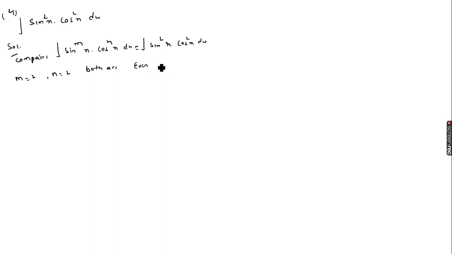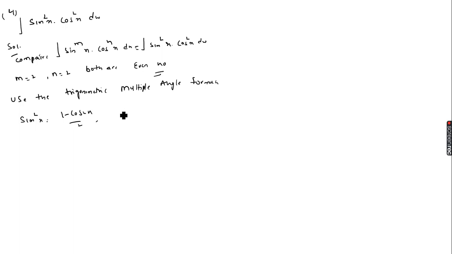Now, use the trigonometric multiple angle formula. So what is the formula? That is sin square x can be written as 1 minus cos 2x by 2, and cos square x can be written as 1 plus cos 2x by 2.